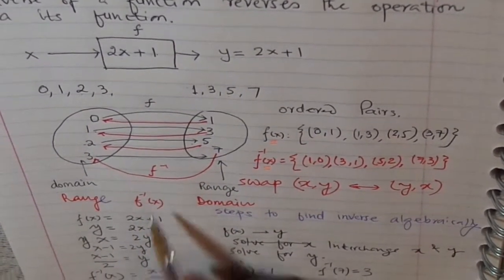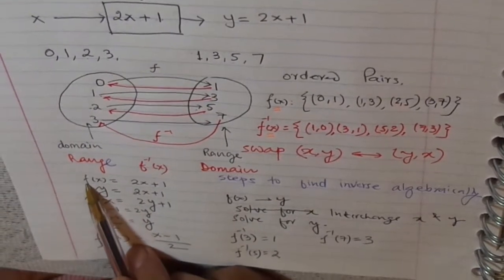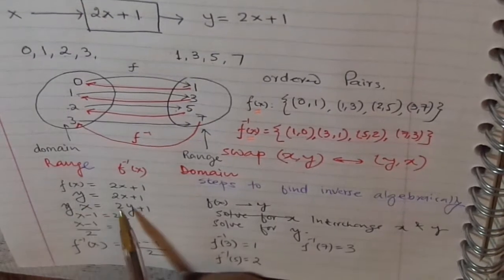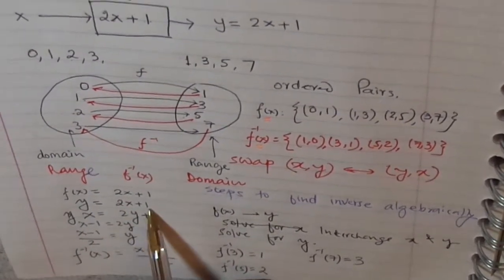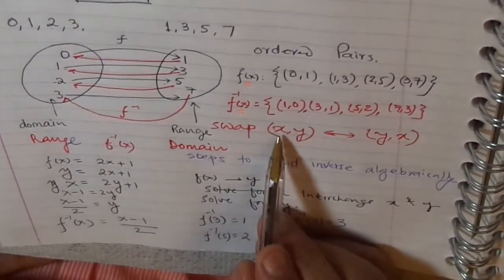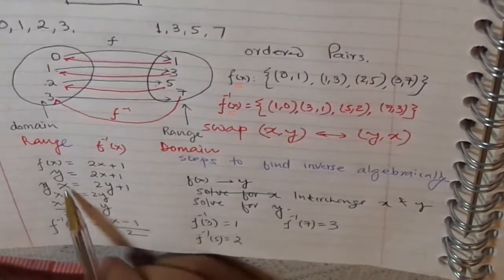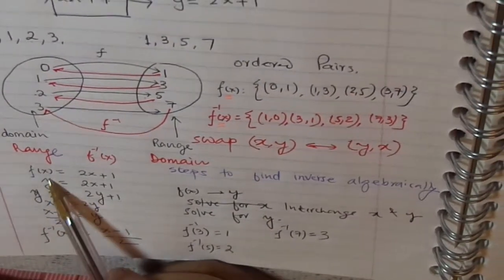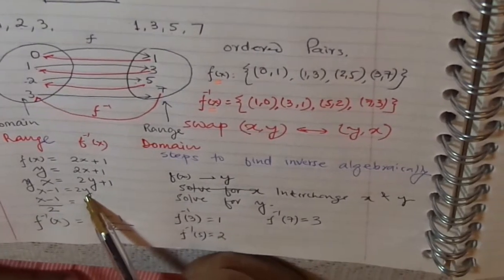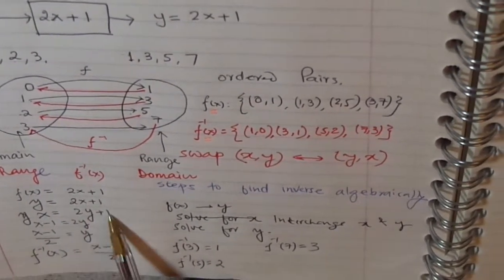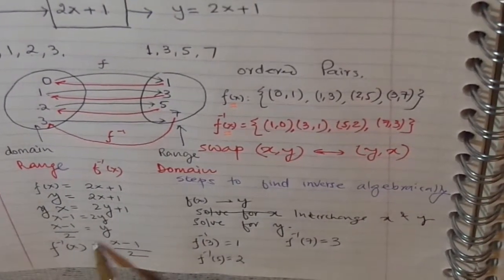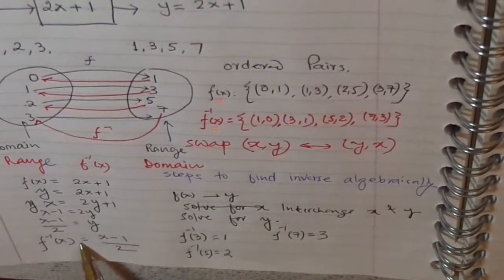Algebraically, we can find the inverse by first replacing the function with y, because y is the output. So y equals, in this case, 2x plus 1. Second step, interchange x and y. We saw that to find the inverse, we basically have to swap x and y. So let's interchange x and y. Instead of y, write x. Instead of x, write y. And now solve for y. So we'll do a simple solution. Take away 1, divide by 2. You get this. In function notation, it should be written as f inverse of x is equal to x minus 1 over 2.